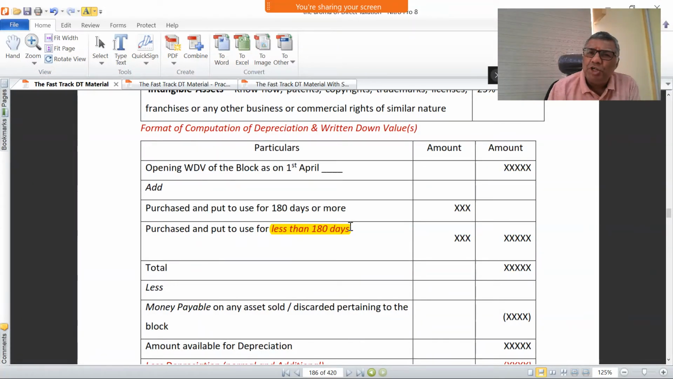You purchase and start using from 30th September also, take full depreciation. You purchase and start using from 31st March also, take half of the depreciation. Whereas accounting practice says asset value into rate into 1 by 365, income tax law says take full. There is no proportionate basis of depreciation. The split is 180 days or more, less than 180. That's all.